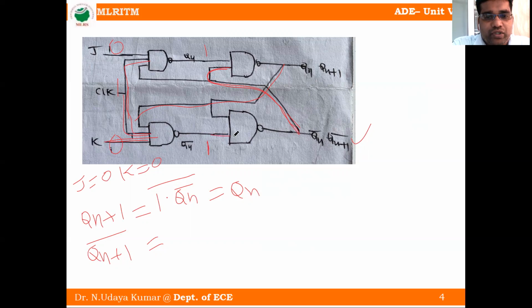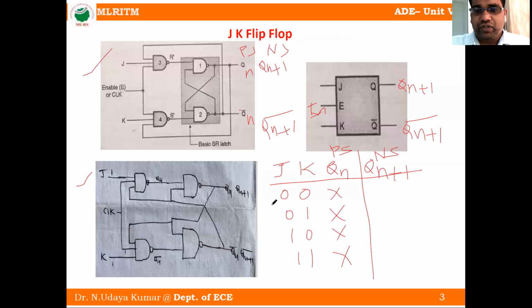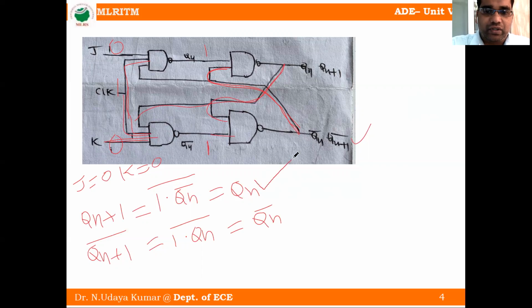So first input is 1, here 1, and what is the second input? Second input is Qn. So 1 into Qn whole bar, so we will get Qn bar. That is the next state. So for the 0, 0 case, we got Qn plus 1 as Qn. Okay, so this is the first case we got.